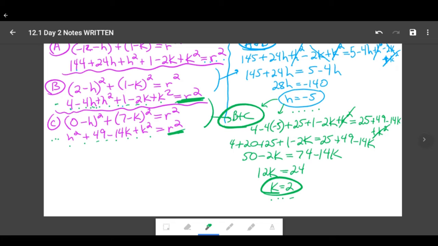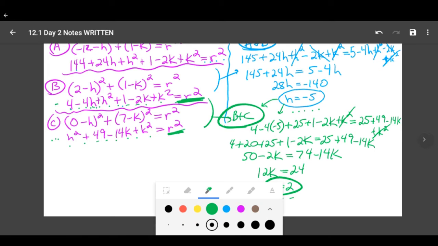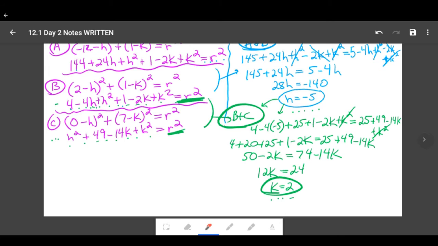The last thing we need to do is find out what the radius is. So we use a different color. Why don't we use a nice red? Finish this guy up. So what I'm going to do is just take equation C. You can pick whatever equation you want. I just picked C because it's got the least amount of variables. And I'm just going to plug in negative 5, positive 2 into my equation C and then solve for r, because we need the radius.